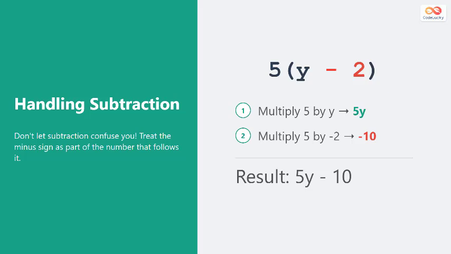Subtraction works the same way. Consider 5 times the quantity y minus 2. You simply multiply 5 by y to get 5y, then multiply 5 by negative 2 to get negative 10. So, the final answer is 5y minus 10.